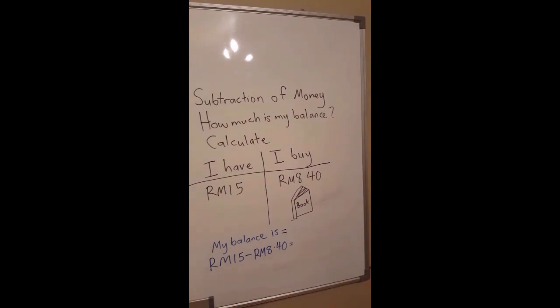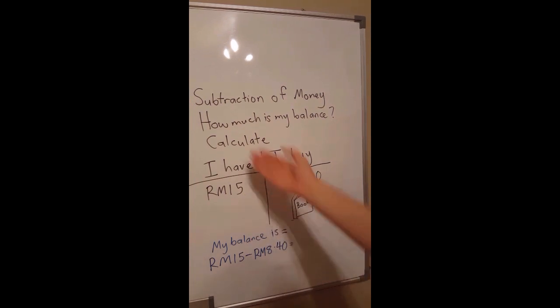Today we are going to learn subtraction of money. Let's say I have 15 ringgit and I want to buy a book that costs 8 ringgit and 40 cent. Now, how much is my balance?